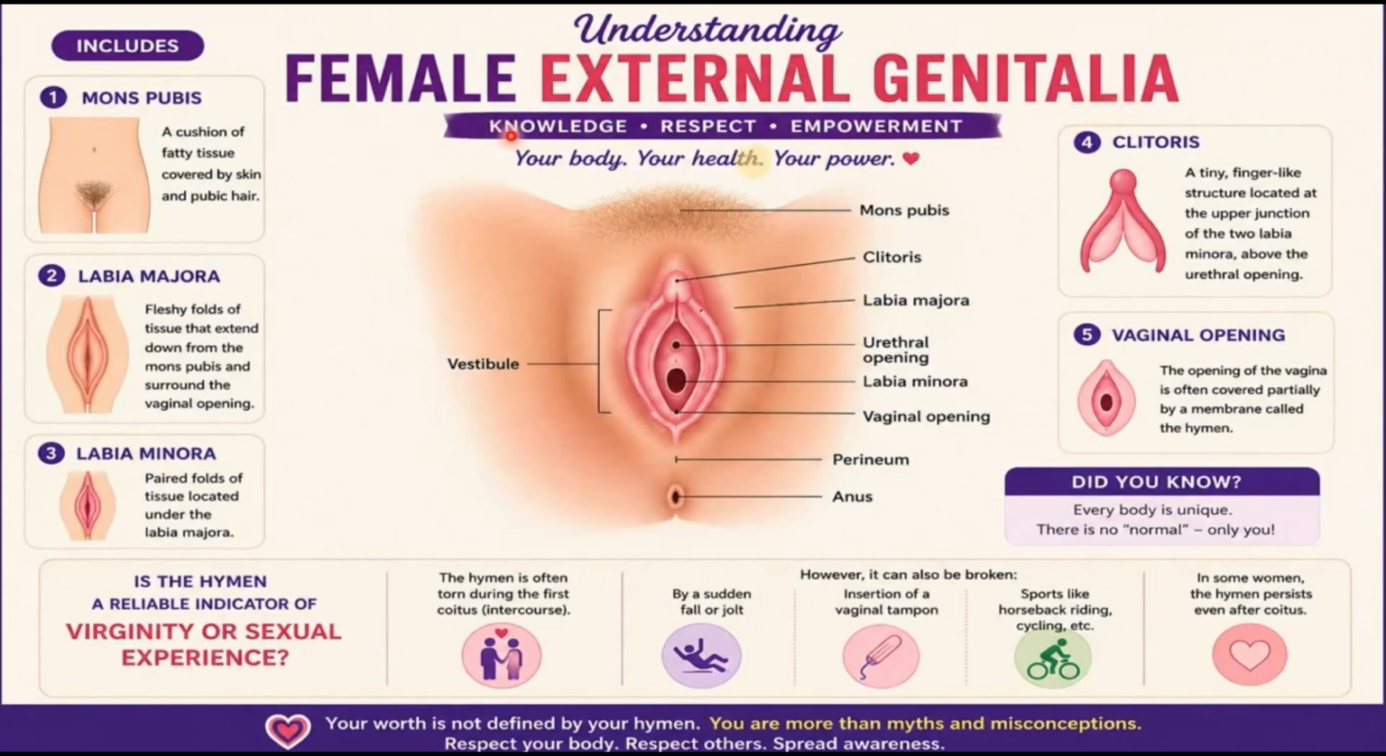Let's now understand the female external genitalia. The female external genitalia has various parts, the first being the mons pubis, which is a fatty cushion-like layer covered with pubic hair after puberty. The second important part is the labia majora, which is the outer fold of skin.